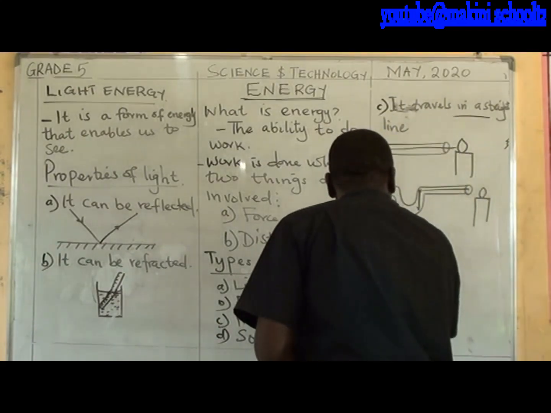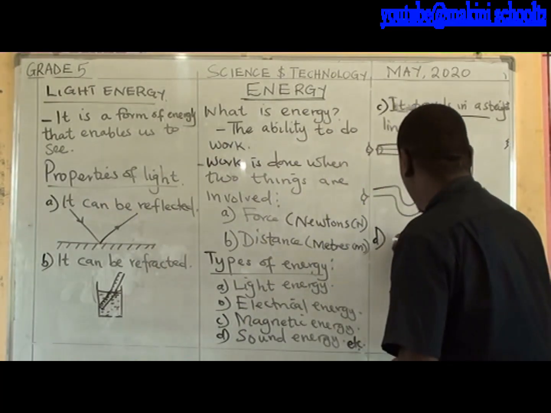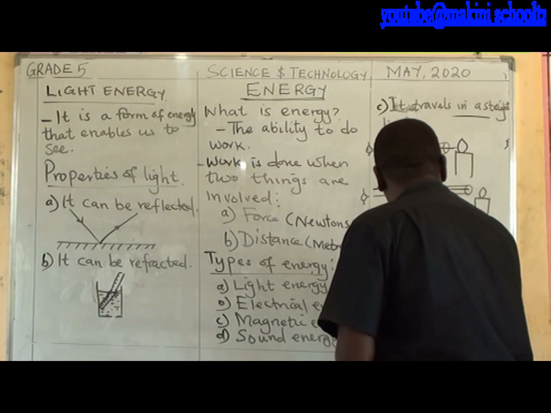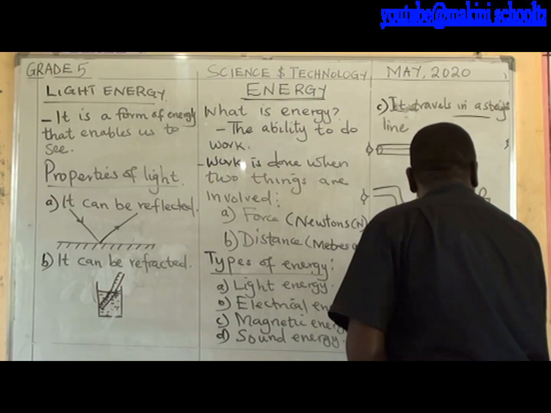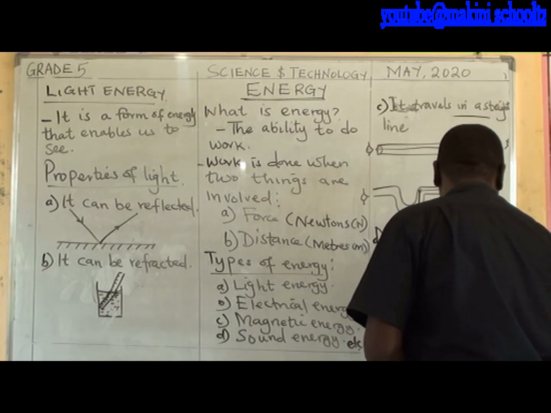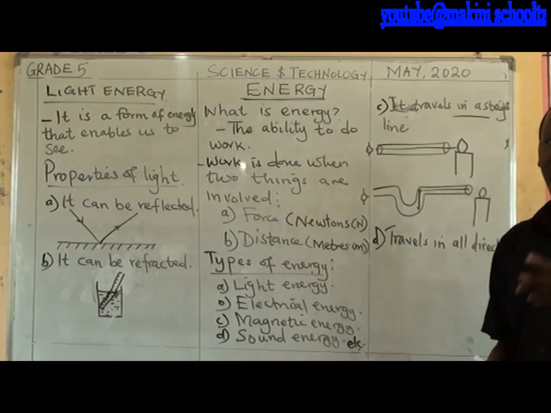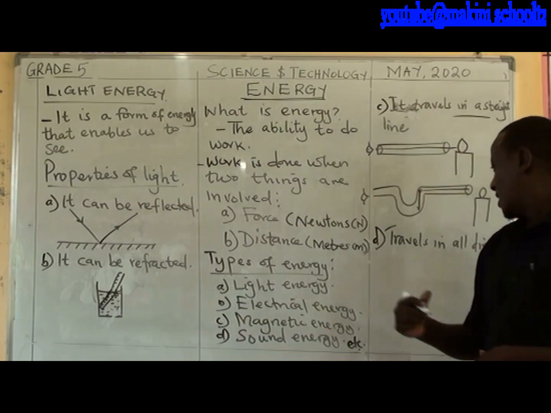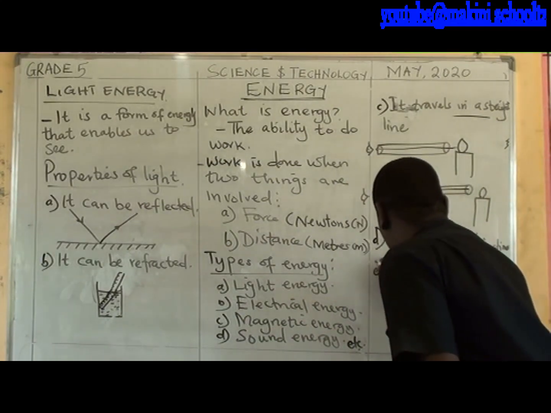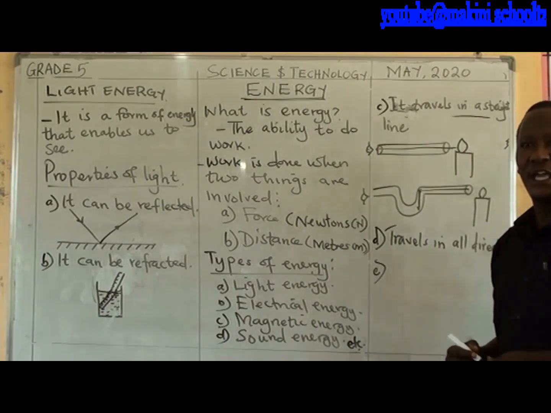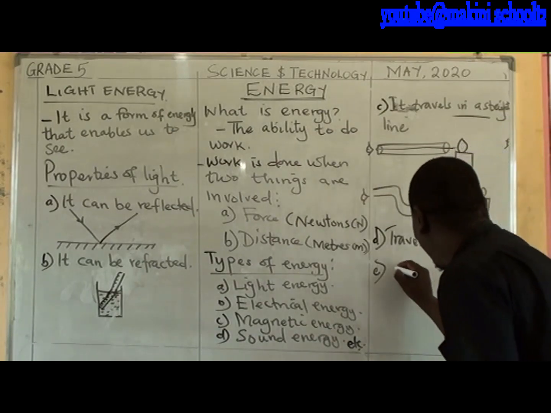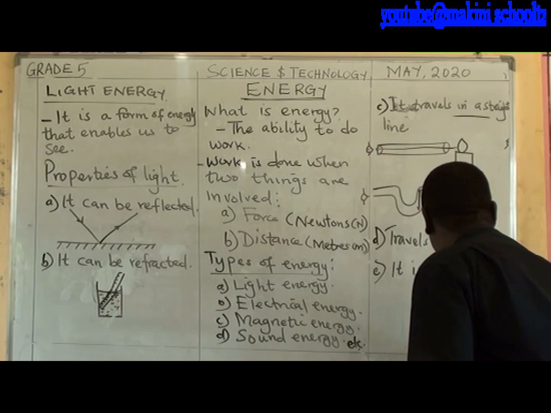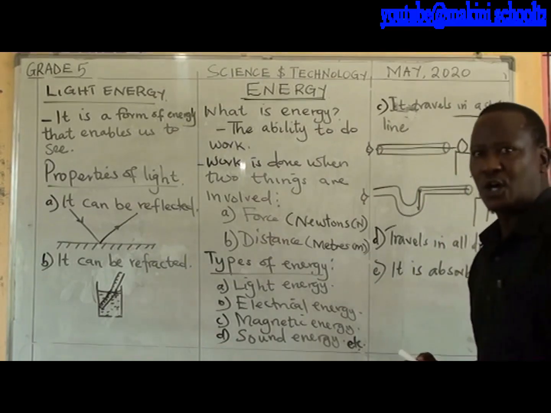The fourth property of light is that light travels in all directions from the source. But remember, in a straight line. The fifth property of light is that light can be absorbed. So we say light is absorbed.